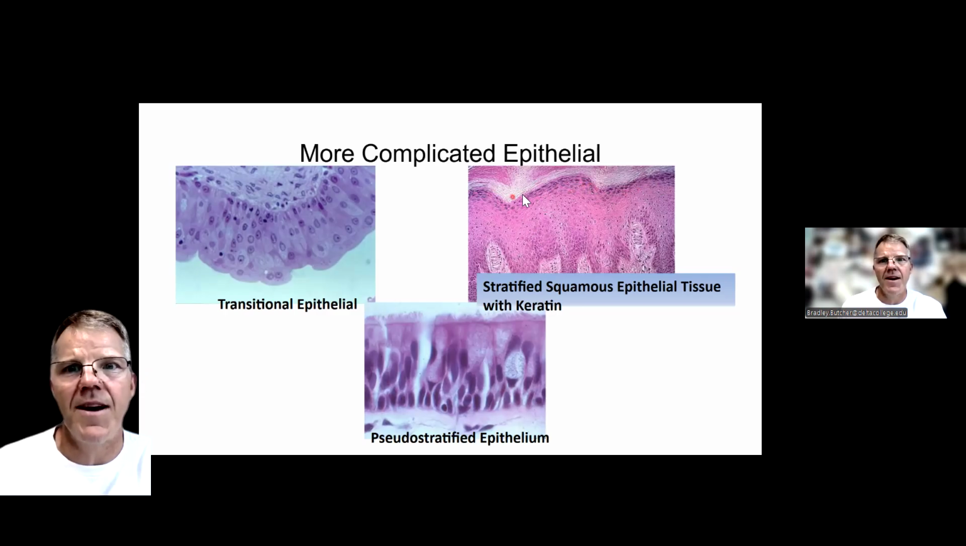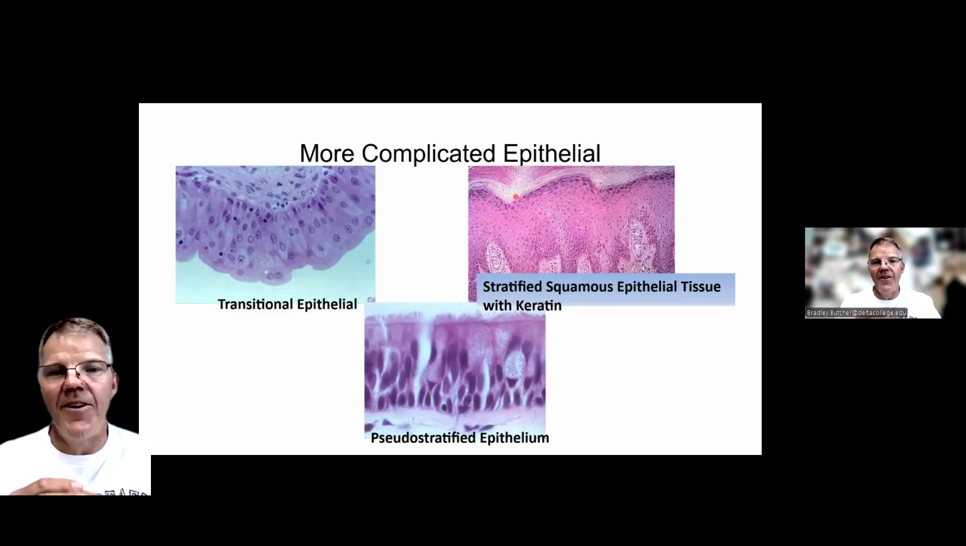And then above here, you see kind of this white layer. It sort of looks like the outlines of cells, but no nuclei. That's because these cells have died and they've been infused with a protein called keratin. Keratin is a protein that makes up your fingernails and hair, and it fills these cells on your skin.